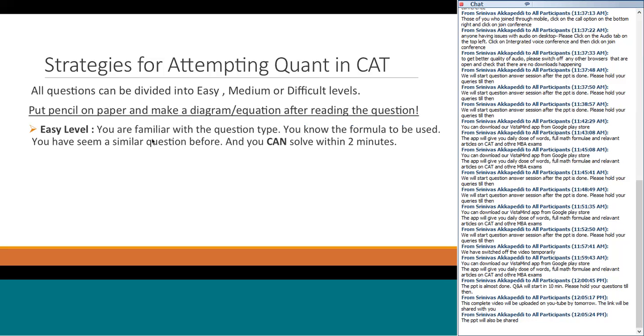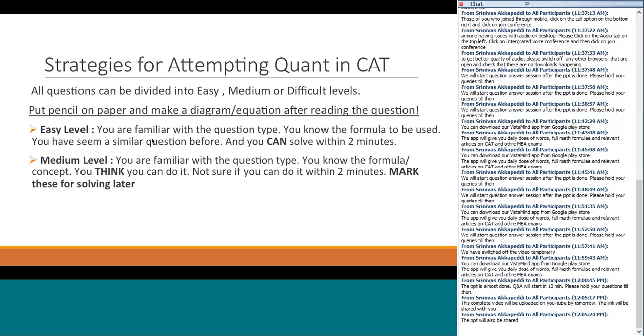An easy level question is one where the moment you read it, you are very familiar with the question. You know the formula to be used. You have seen this question before, and you know that you can solve it within less than 2 minutes. This is the easy level. When you are solving at the preparation level, do not worry about timing yourself. Don't bother about timing yourself for every exercise. Solve question by question, however much time it takes. But in the exam, if you are able to solve within 2 minutes, or if you think you can solve within 2 minutes, that is what an easy level question is.